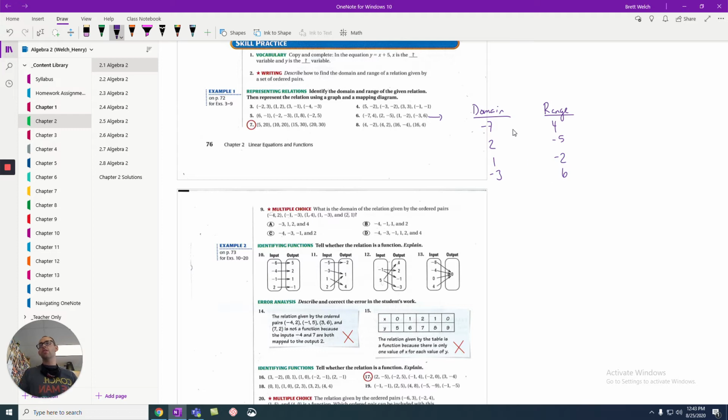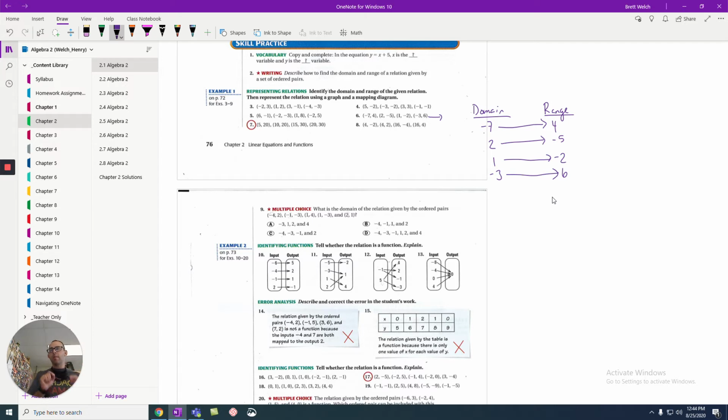All I have left is to draw the mapping. What I want to do is indicate which domain value is associated with which range value. So let's draw an arrow that -7 leads me to 4, that 2 leads to -5, 1 leads to -2, and -3 leads to 6. This is what my expectation is for you to do on 3 through 8.